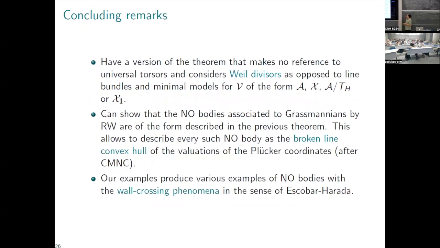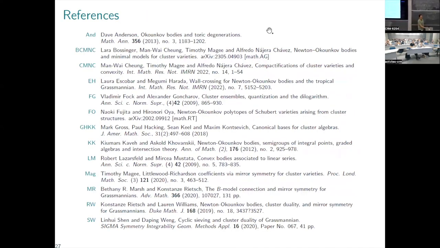Second is that we can show that the NO bodies constructed by Rietsch-Williams are of this sort, and this is not obvious at all. And putting this together with a previous result by Cheung, Magee, and myself, we can describe these Newton-Okounkov bodies as broken line convex hulls. And we also address some other motivations. So let me finish here and put my list of references here.